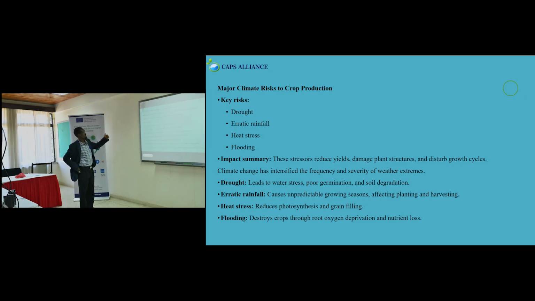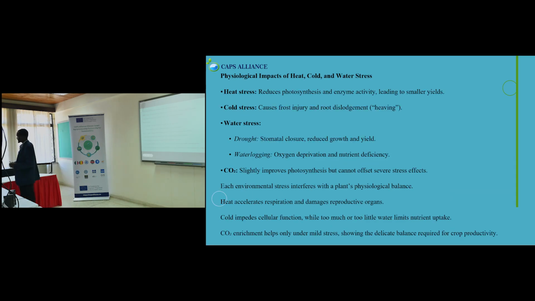So heat stress reduces photosynthesis, okay? Cold stress causes injury to the plant as a result of frost. And then waterlogging. What are the impacts? The impacts of waterlogging: retarded growth, and also there is change in color on the leaves of the plant because it leaches nutrients. CO2 slightly improves photosynthesis. Of course, we know that in order to photosynthesize plant food, we require CO2 for photosynthesis. Next.